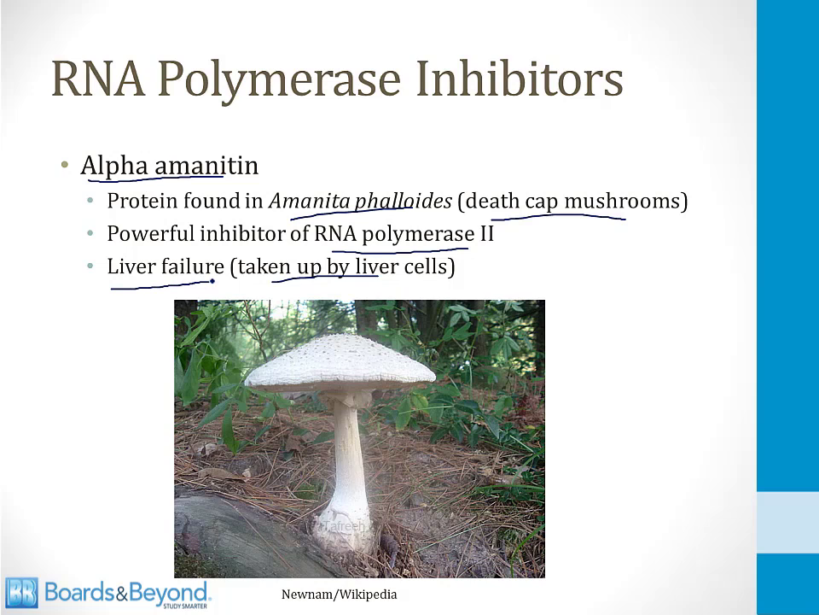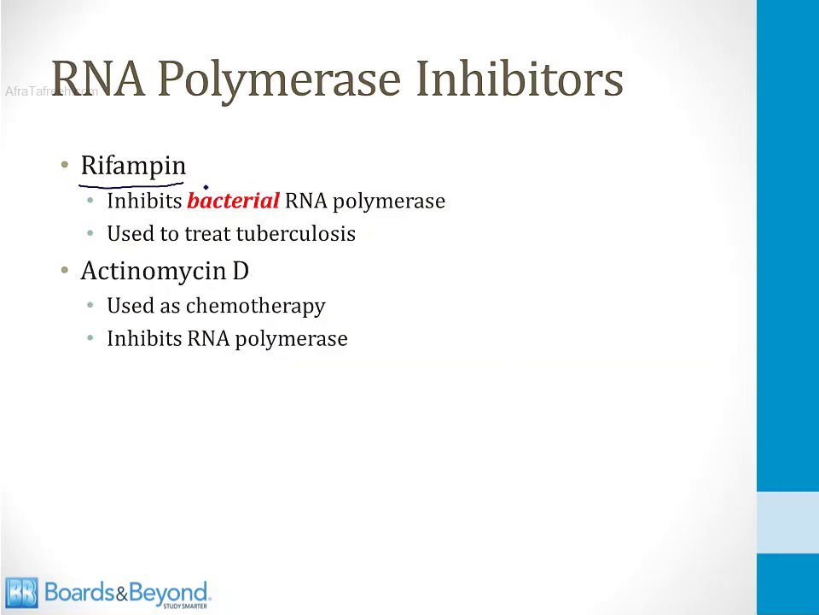And unfortunately, I've seen one person in my career who accidentally ate one of these mushrooms. She ended up in the intensive care unit with acute liver failure and required a liver transplant. It is very dangerous to eat these mushrooms, hence the name death cap mushrooms. Rifampin is a drug that inhibits the bacterial version of RNA polymerase. It can be used in the treatment of tuberculosis infections. And actinomycin D is a chemotherapy agent. It inhibits RNA polymerase and therefore blunts the replication of cancer cells.